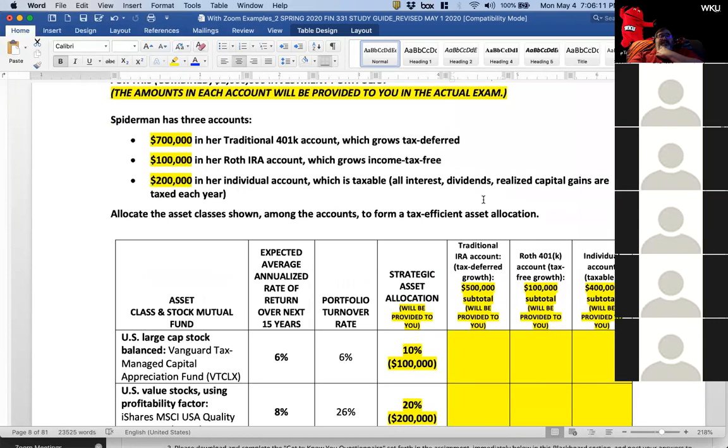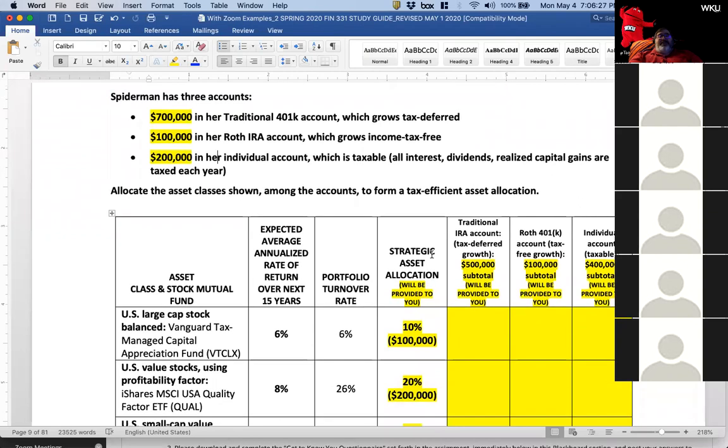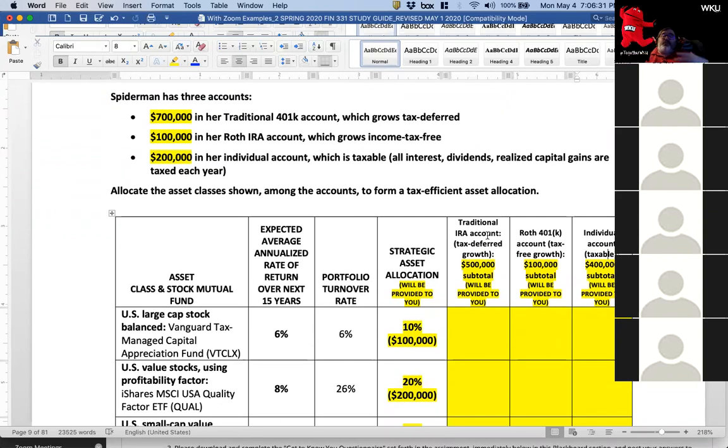So let me give you an example. Spider-Man has 3 accounts. I should have said Spider-Woman, but it's 700,000 in this case in her traditional IRA account, 100,000 in a Roth, and 200,000 taxable. I actually changed these numbers and made it 500,000, 100,000, and 400,000 because we're recording this video and the video I did this morning used 700, 100, 200.